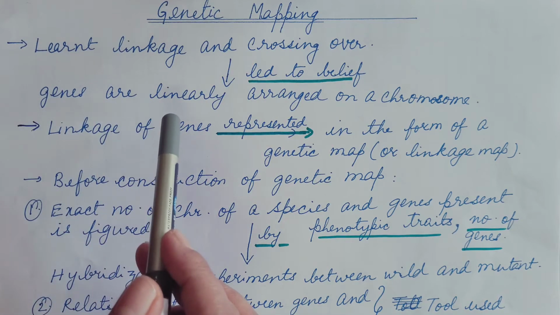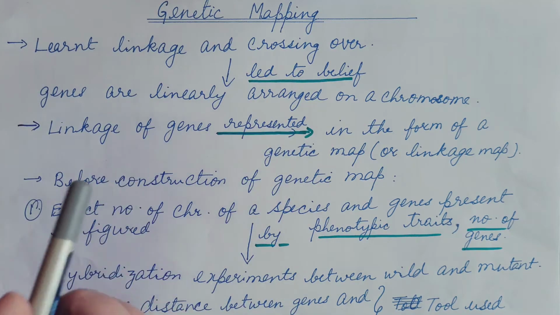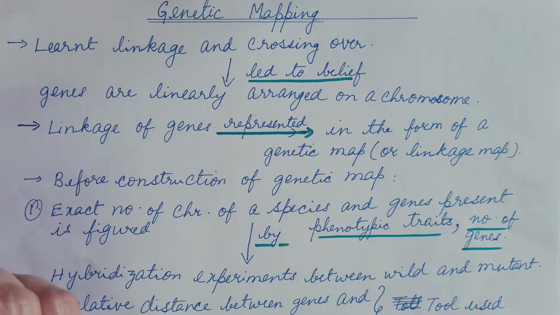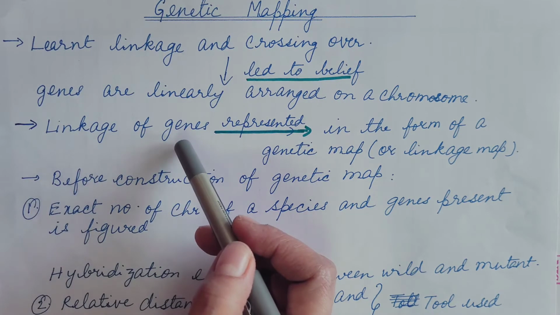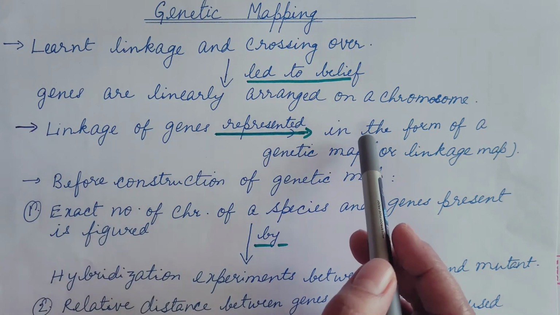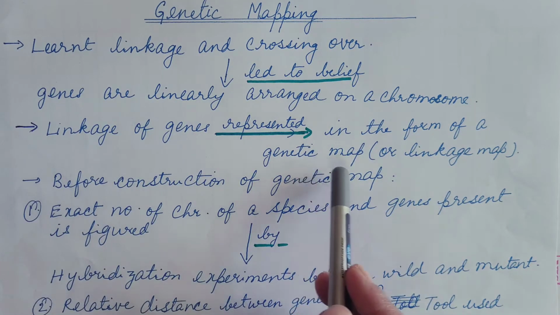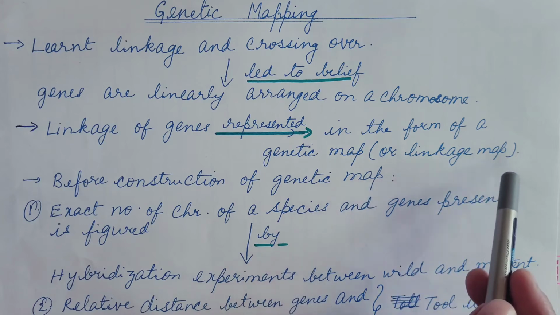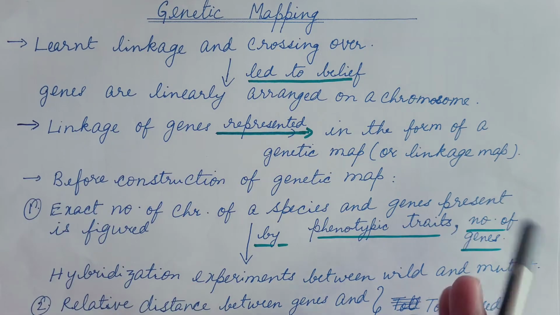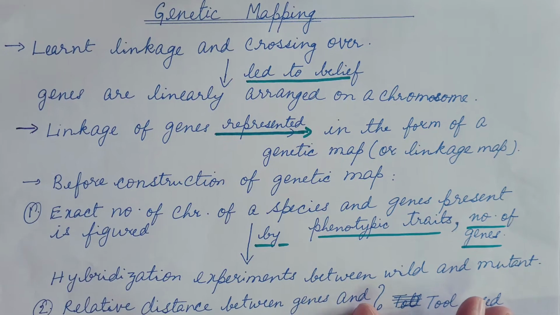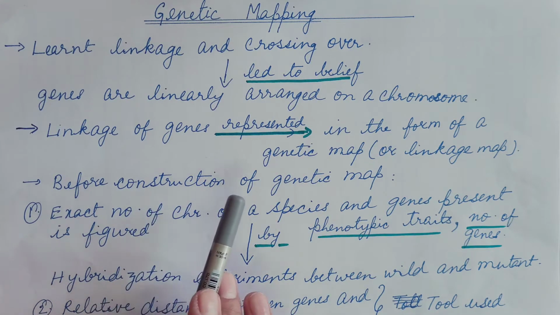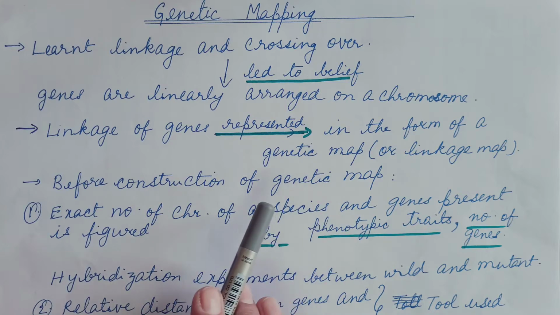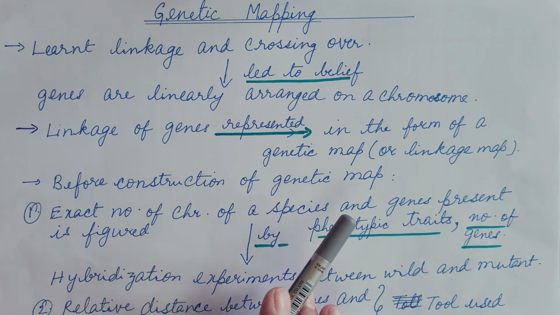All the genes that are present in a particular chromosome form a linkage group. Linkage of genes can be represented in the form of a genetic map, linkage map or chromosomal map. Today we are going to discuss this genetic mapping. So how is genetic mapping done, or how is a genetic map constructed?